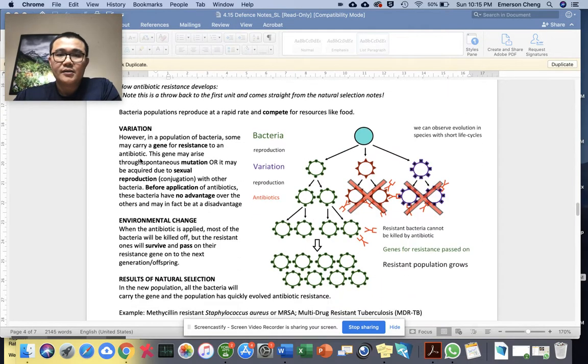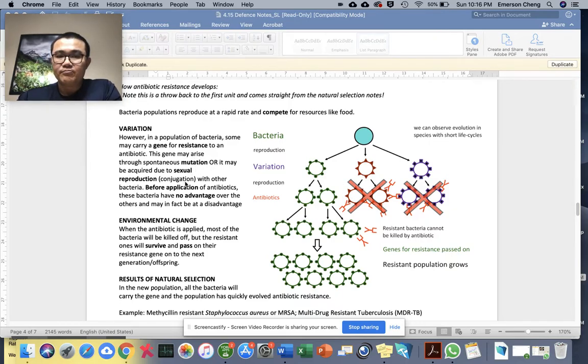So now, this again, you have seen this back in unit one. So again, I'm going to talk about it in broad strokes. You should remember this, or this should be a review. So you need to first have bacteria that have certain variations, okay? You need to have variation first. So some bacteria will carry the gene to be resistant to an antibiotic, okay? Might be mutation, might be sexual reproduction.